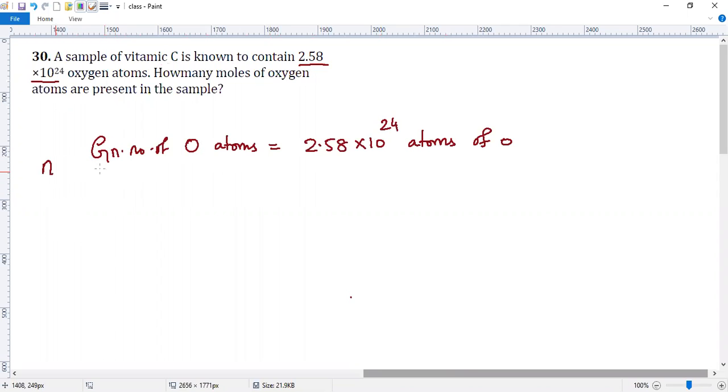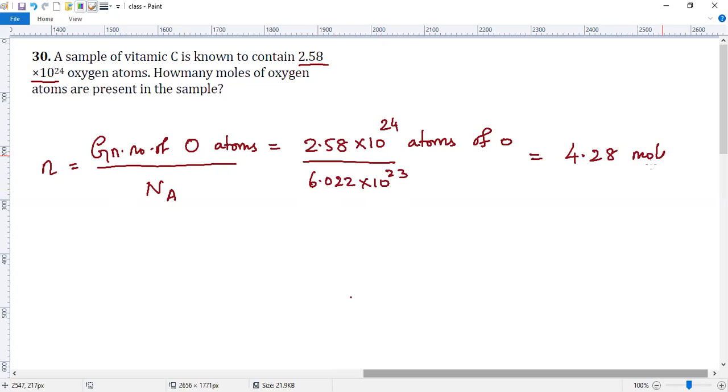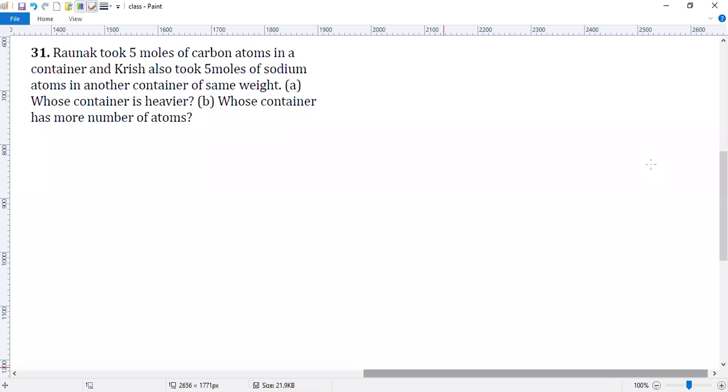The number of moles is nothing but the given number of atoms divided by Avogadro's number. So what should you do? You have to divide it by 6.022 × 10^23. How many moles will you get from this? When you divide, you get 4.28 moles. Good. The answer is 4.28 moles. It's a very simple problem.